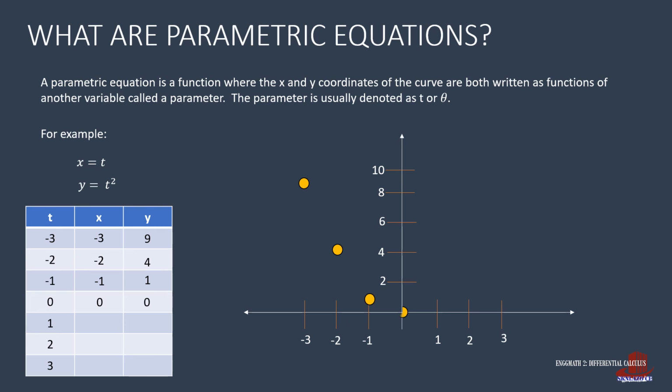At t of 0, x is 0, and so is y. Then when t is 1, x and y are also 1. At t of 2, x is 2, and y is 4. And if t is +3, x is 3, and y is 9. Connecting the dots in the Cartesian plane, we can identify the curve.